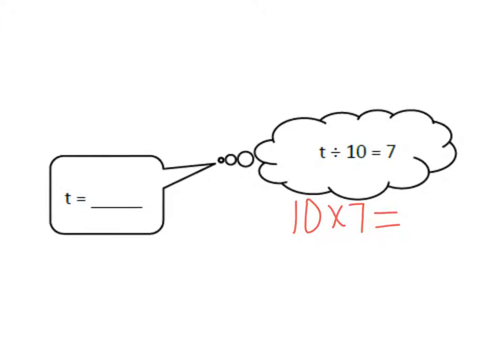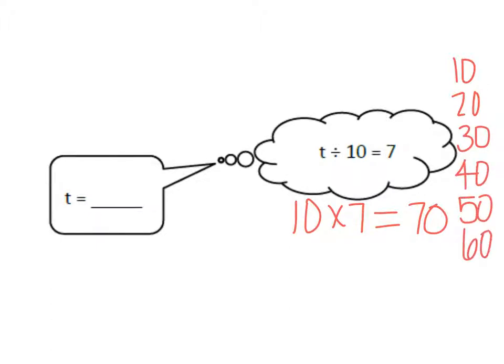I know that 10 times 7 is equal to 70. I can count by 10s 7 times to see how much that is if you aren't quite ready to memorize your facts yet. So T is equal to 70.